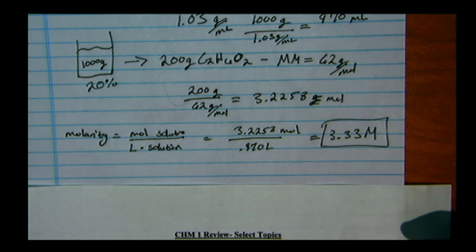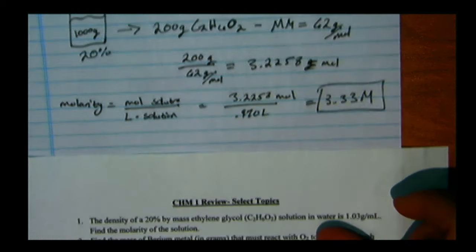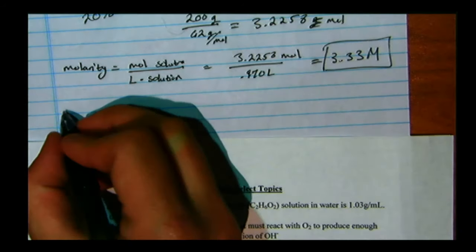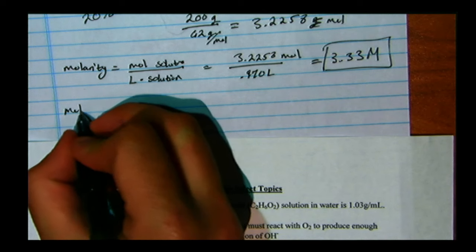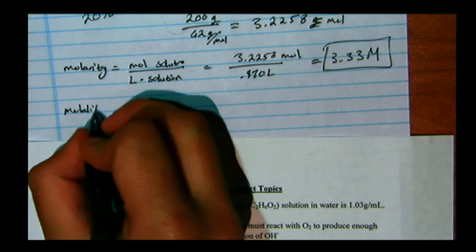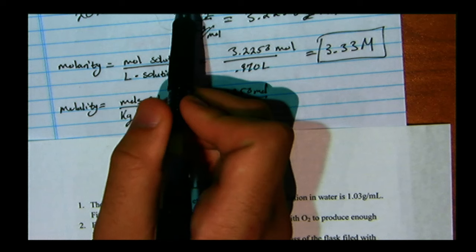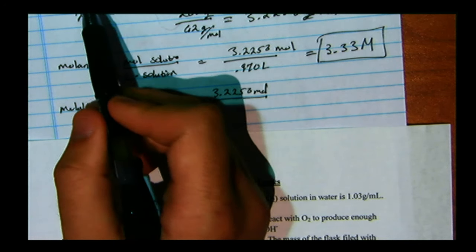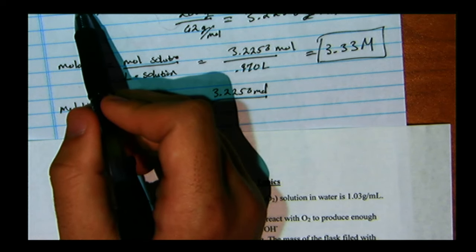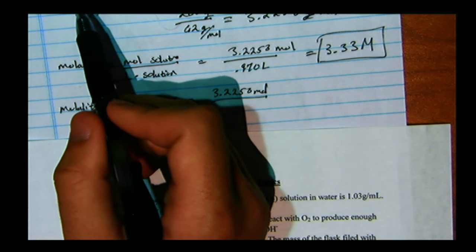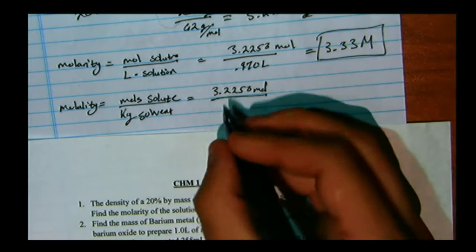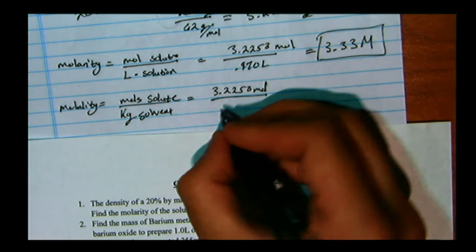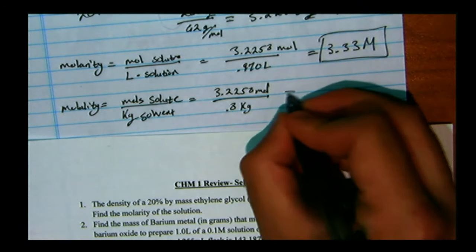All right. If I'd asked you for the molality, how would we define molality? Moles of solute, excellent, over what? Kilograms of solvent, perfect. The solvent would be water, which means I have 800 grams of water, yes? So that means I'm going to have 0.8 kilograms of H2O. Then 3.2258 over 0.8, which is going to give me 4.03. Does everybody go with that?